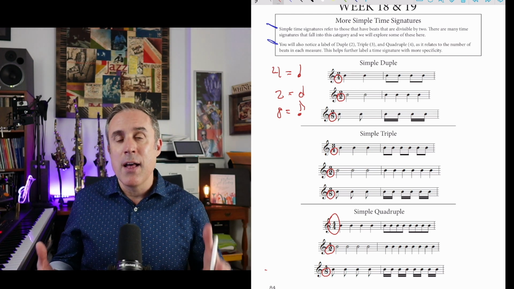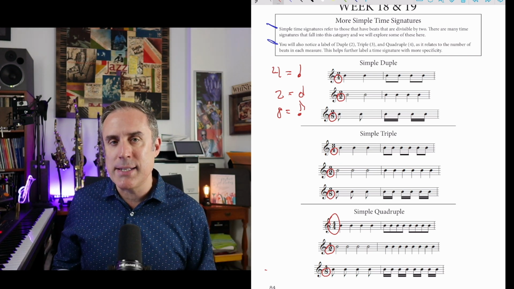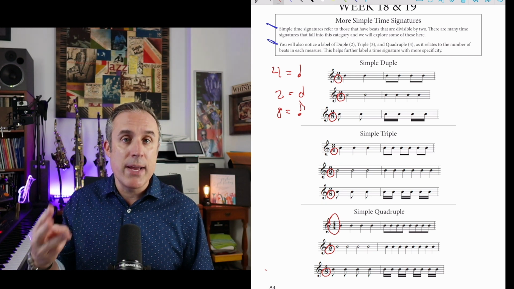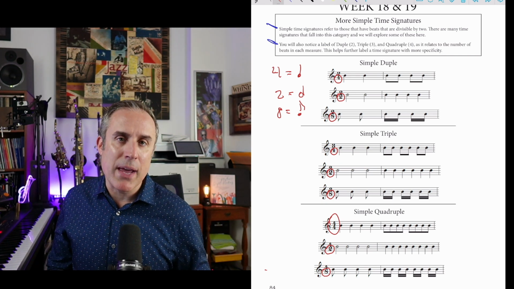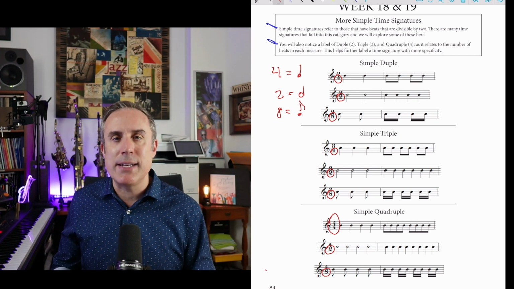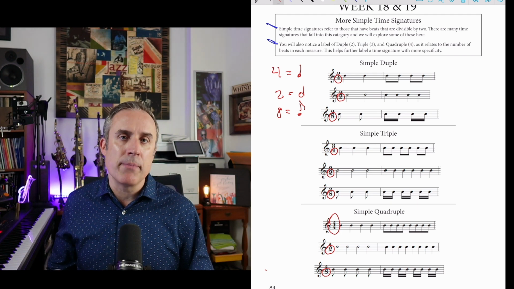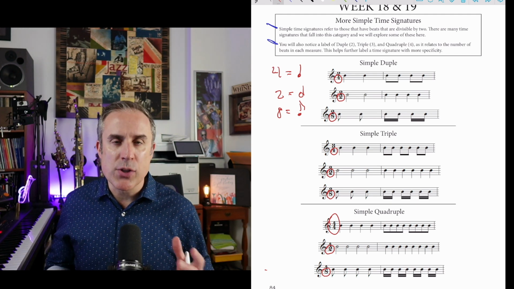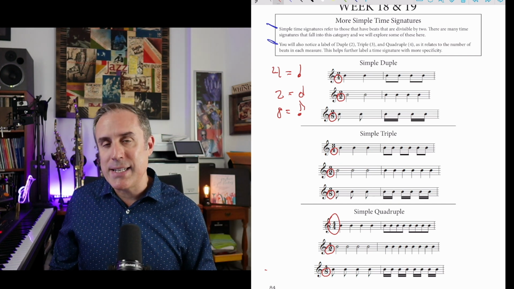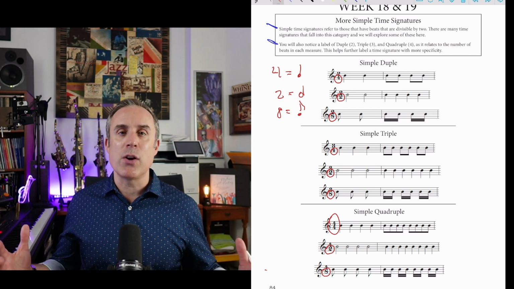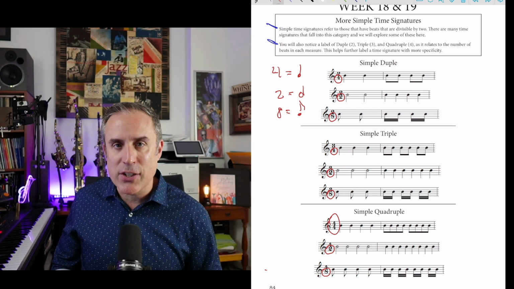So as you can see, the top number just means the number of beats in the measures, and in our case here for week 18 and 19, we're either going to have 2, 3, or 4. And the bottom number refers to the type of note that will be getting the beat. And here in weeks 18 and 19, we're going to have one of 3 choices. We're going to have a 4 on the bottom, a 2 on the bottom, or an 8 on the bottom. Those are going to be the types of time signatures that we do in our exercises for weeks 18 and 19. And what a segue. Let's go try some exercises right now and put some of this knowledge into action.